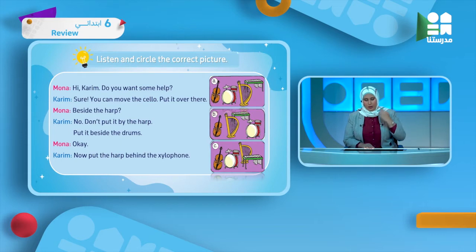Behind means behind. Okay, so we want to choose here the correct picture. Let's do a recap together. We're talking about the cello. Where's the place of the cello? Move it beside the drums. Let's check which picture has the cello beside the drums. And then what about the harp? Put the harp behind the xylophone. So which picture has the cello and the drums together, the xylophone in front and the harp at the back? A, B, or C? Of course, it's picture C. Very good.